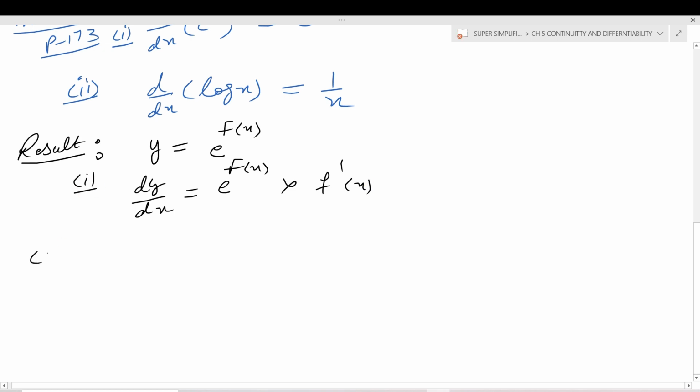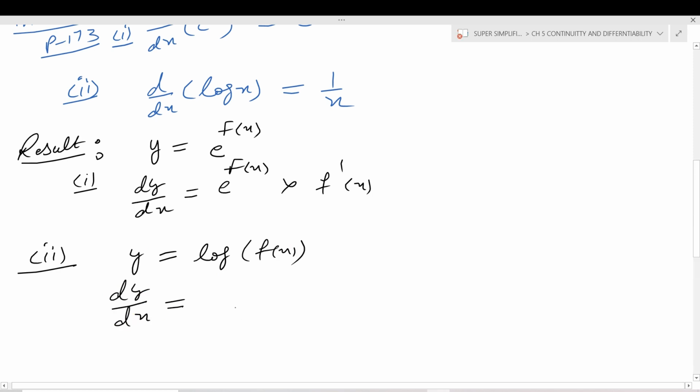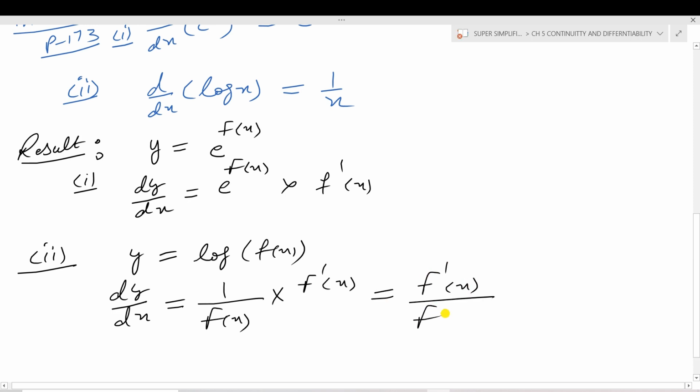And then the second result: if you have a function of this form, log of f(x), what is going to be the derivative of this type of function? As you know, the derivative of log x is 1 by x, and therefore the derivative of log f(x) will be 1 upon f(x). But since the chain rule is applied over here, you multiply it by f dash x. So directly you can write the derivative as f dash x upon f(x).